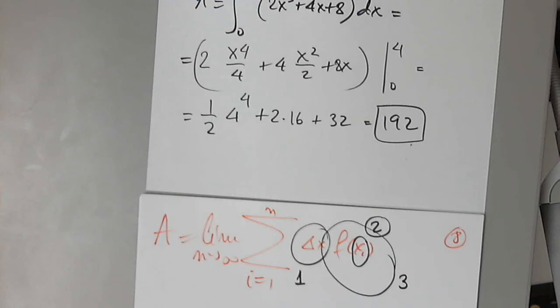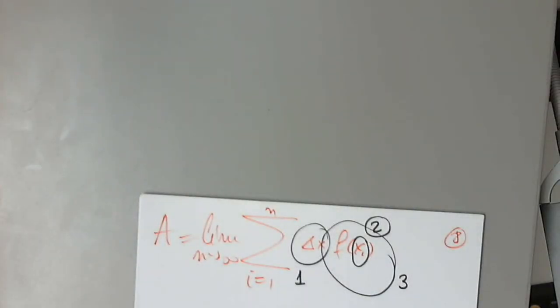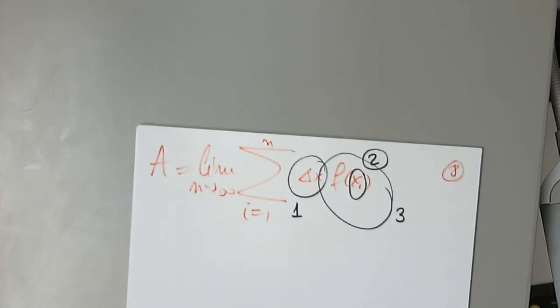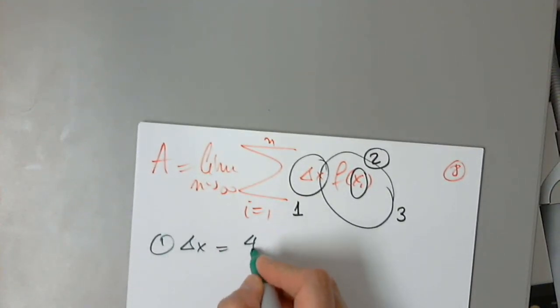So step 1, I have to find delta x. In step 2, I will find xi. In step 3, I plug in xi in the function. I can find the function before I find xi, so I can plug it in. So what do you think about delta x? Yes, it's 4 over n indeed. So number 1, delta x is 4 over n.